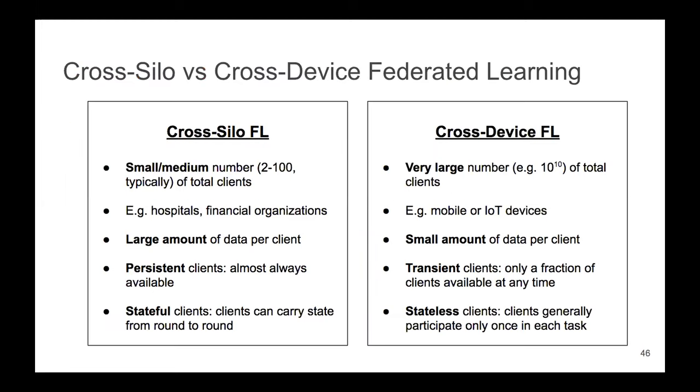So let's go to the cross device setting. You're looking at a large number of devices, each with a small amount of data, and again, they're transient, and you cannot have any state on the clients. Okay, so that's the cross device setting.